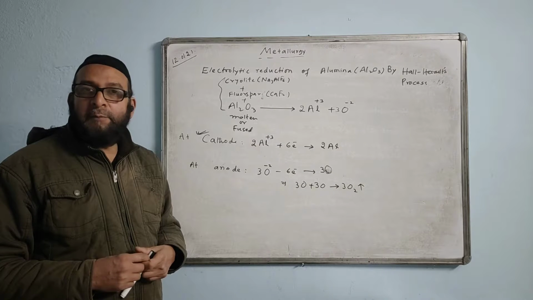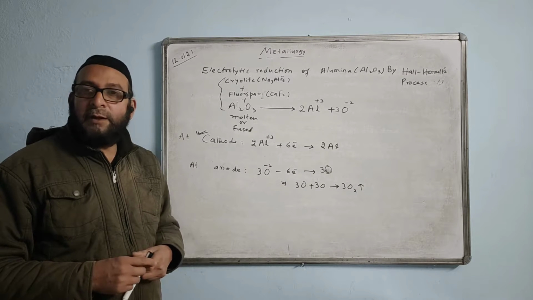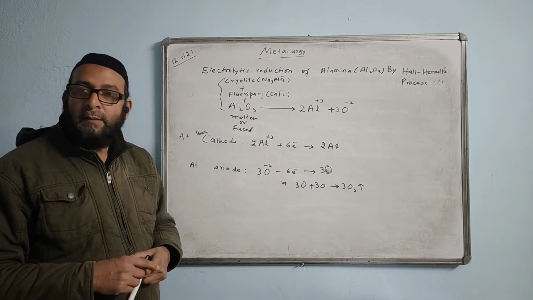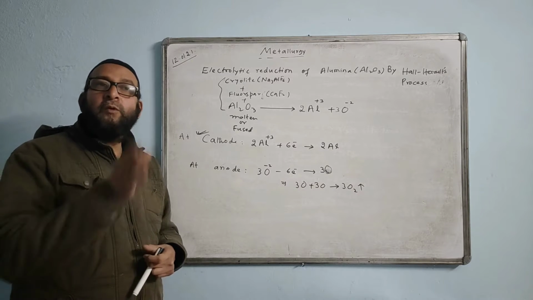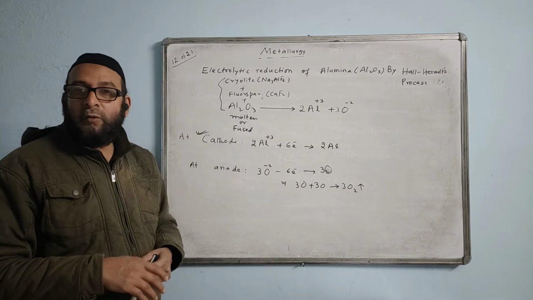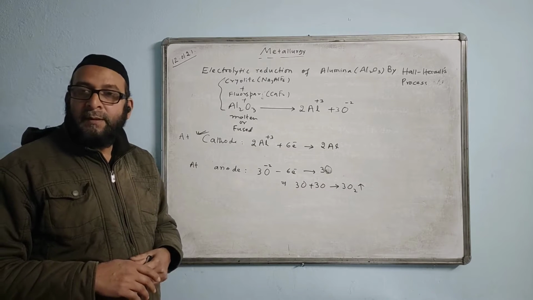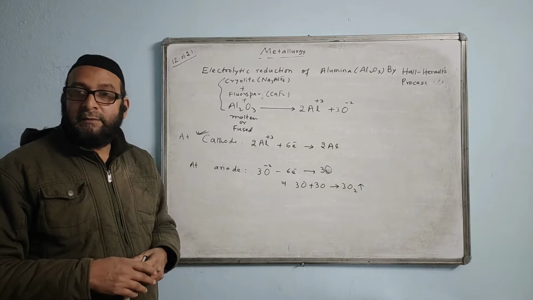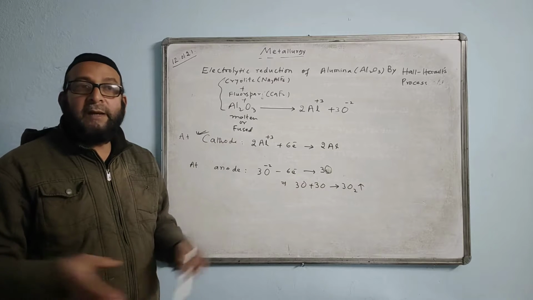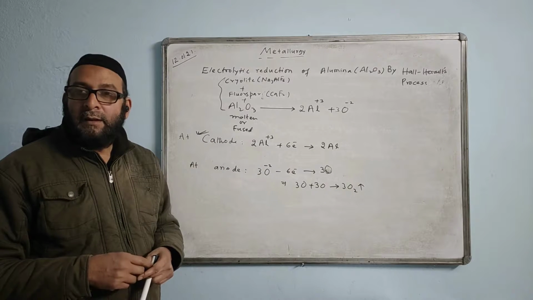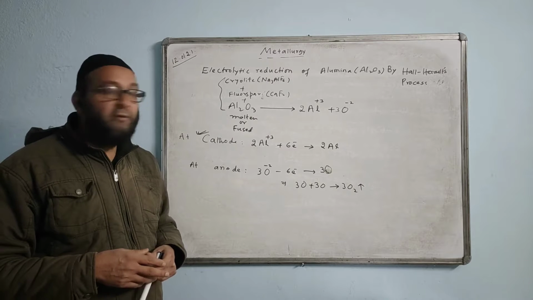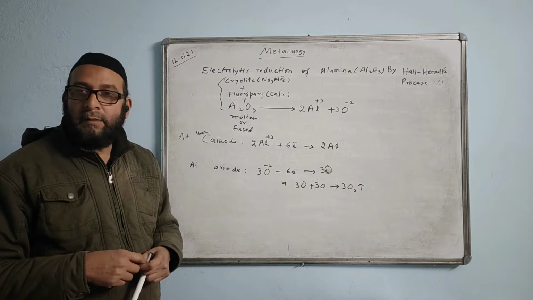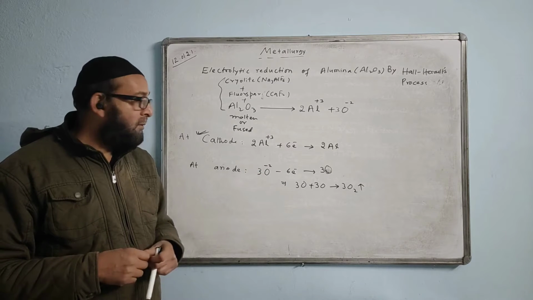Fusion temperature is melting point. Okay, fusion temperature is the same as melting point. It lowers the melting point to how much degree? From 2000 degrees Celsius, it brings it down to 950 degrees Celsius, and it increases the conductivity of the mixture. Previously, the conductivity was very low. Now it becomes very high, and that results in the formation of a large quantity of aluminium with small current. I think you understood this point. Okay.